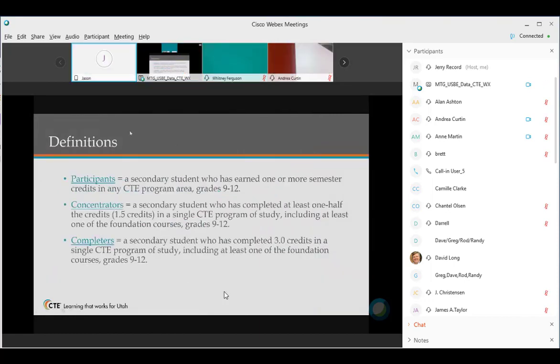These are the Perkins 4 definitions for participants, concentrators, and completers. For you veterans, you've probably seen this slide several times. For the newcomers, this might be new to you.